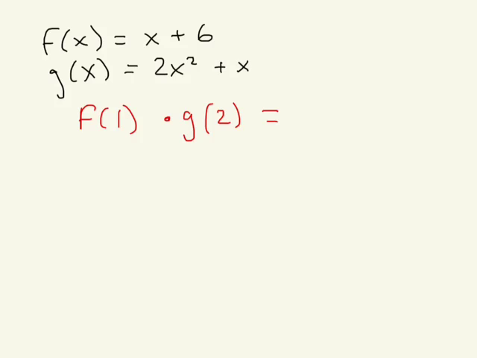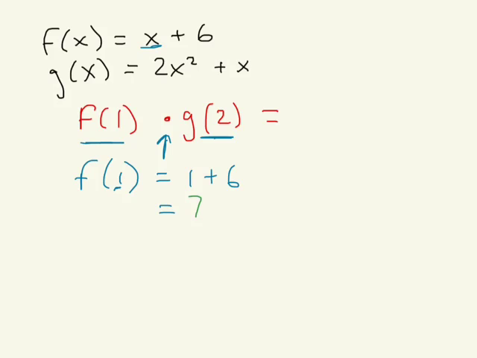Okay, so same deal as before. This is actually saying find the answer to f of 1, find the answer to g of 2, and then multiply those two answers together. So let's do it. f of 1 is equal to 1 plus 6. I replaced this x right here with this 1 right here. So that's going to give me, let me switch colors, that's going to give me 7.